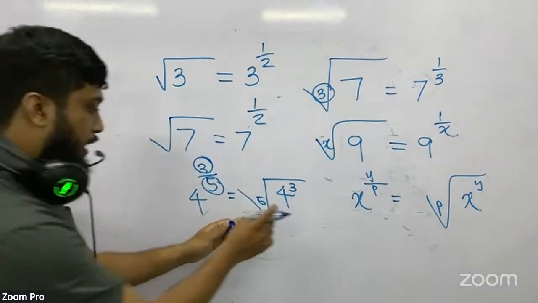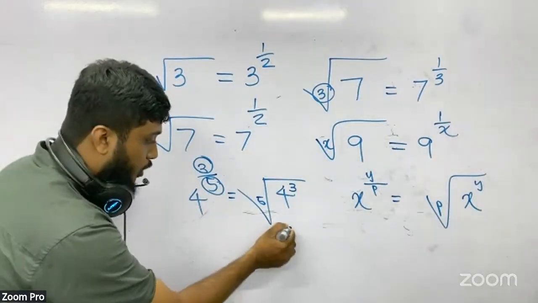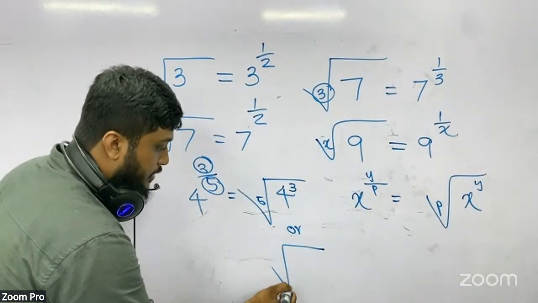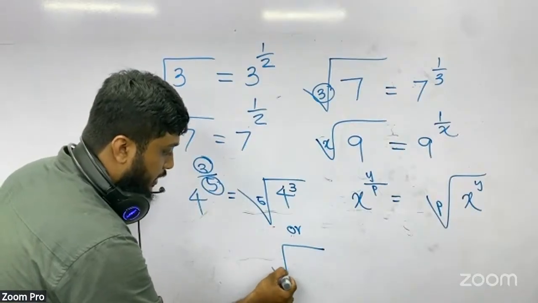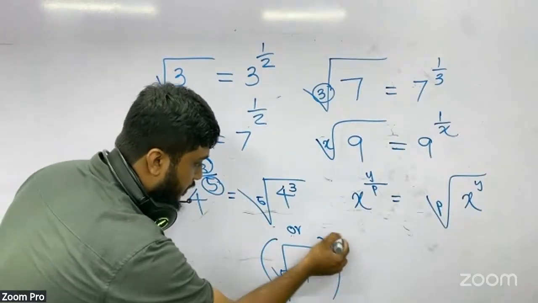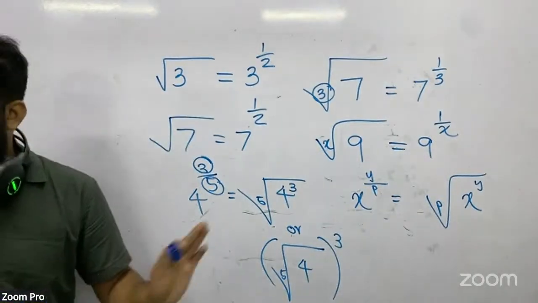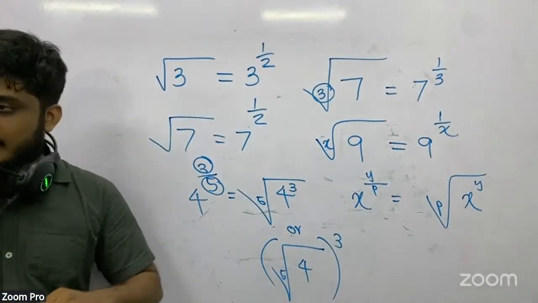Even this one, Buddha, I can write like this, or I can write like this also. 5 kilo dala, make 4 kilo dala. For this entire thing, I can write power 3 kilo. Both are the same. Now, can you understand this?